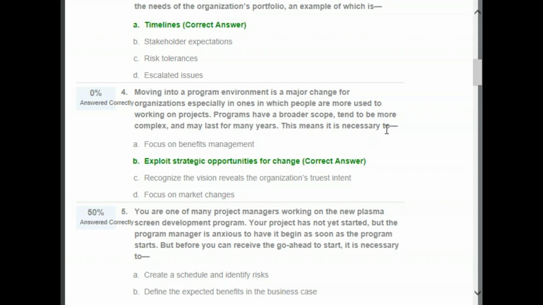This means it is necessary to focus on benefits management, exploit strategic opportunities for change, recognize the vision reveals the organization's truest intent, and focus on market changes. Exploit strategic opportunities for change to maximize the program's realization of benefits for the organization. It is necessary to exploit strategic opportunities for change.